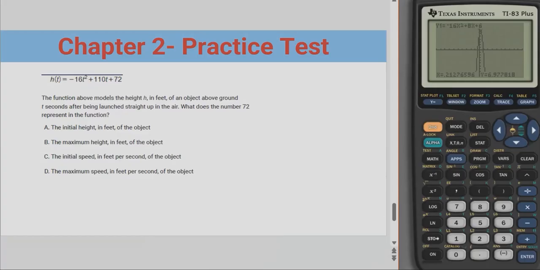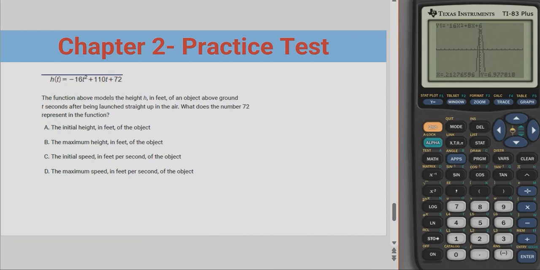So looking at this problem, the function h of t equals negative 16t squared plus 110t plus 72 models the height h in feet above the ground, t seconds after being launched straight up in the air. What does the number 72 represent in the function? So that negative 16t squared, that's got to be gravity, right? Pulling something back towards the ground. And then the plus 110 is that upward thrust or force. The 72, right, we have some options: initial height, max height, initial speed, or max speed.